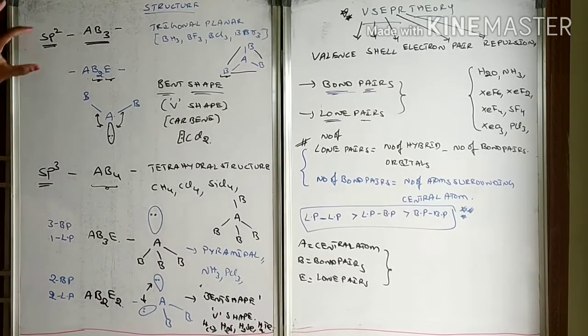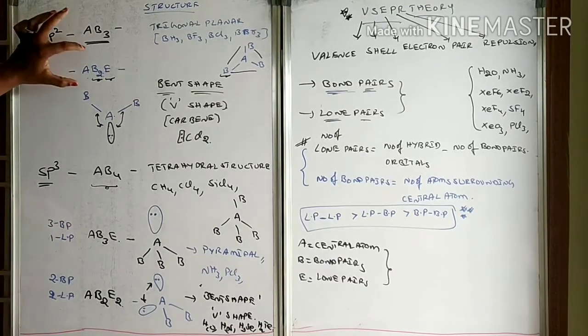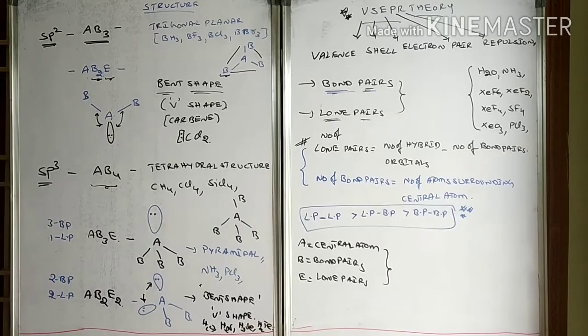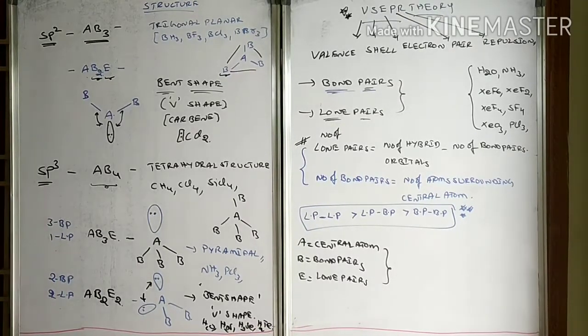So that is about, for sp2 hybridization, what are the structures possible with the lone pairs, and for sp3 hybridization, what are the structures possible with the lone pairs. Right. Take down this thing.